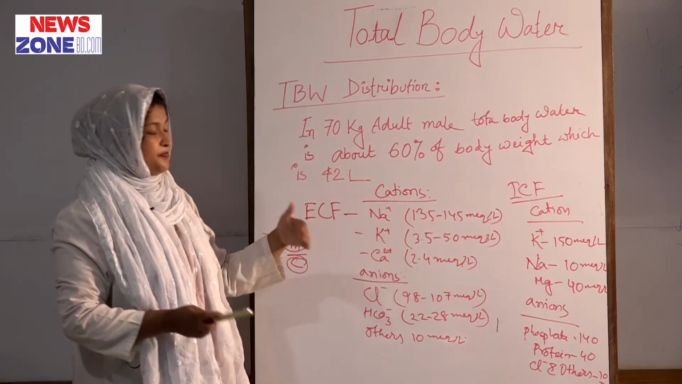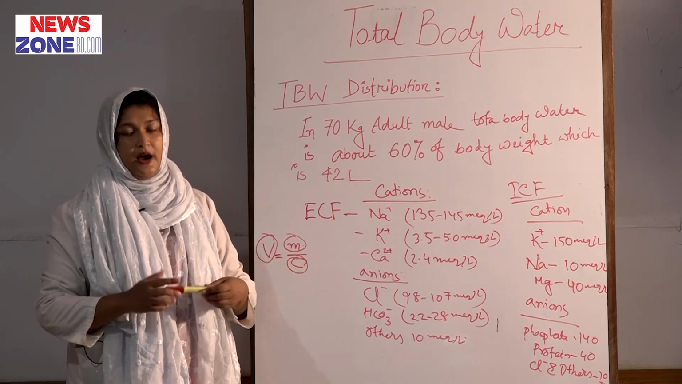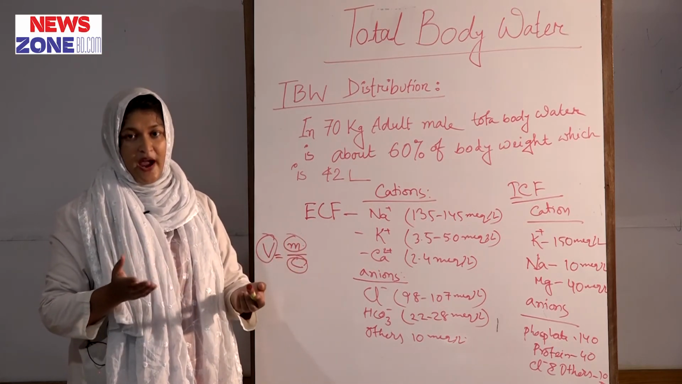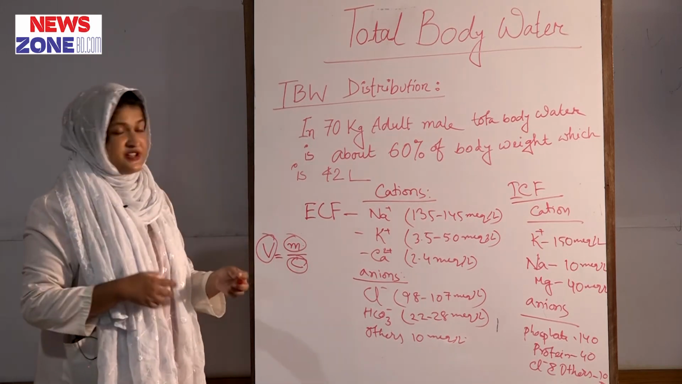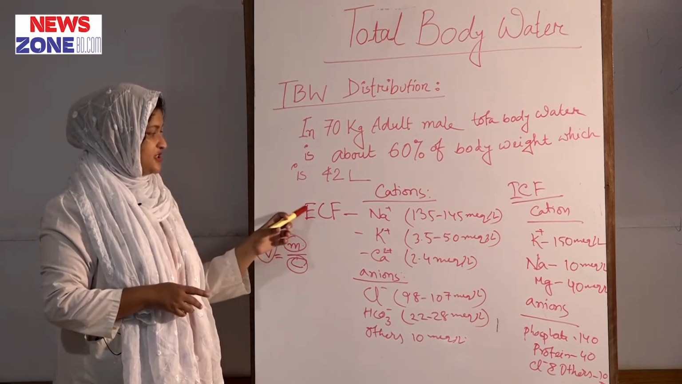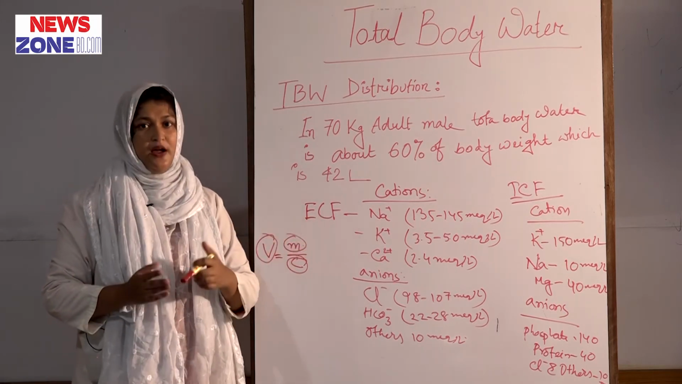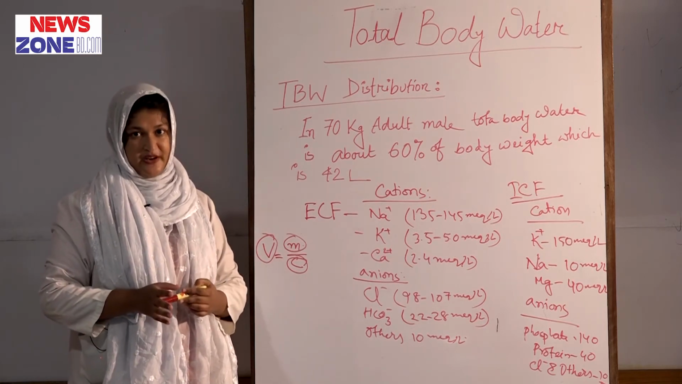And for plasma compartment measurement, we will use radioiodinated serum albumin or Evans blue. And for the interstitial fluid compartment measurement, we will subtract the plasma compartment from the extracellular fluid compartment, then we will find the interstitial fluid compartment.